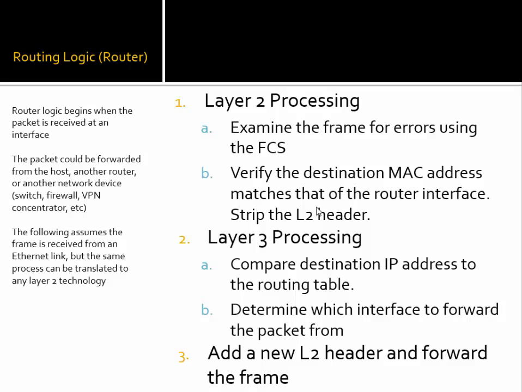Once it passes the error check, the router strips off the layer 2 header and processes the IP packet. The first step is to look at the destination IP address, compare it to the routing table, and determine if the router has a route to that destination network. If it has a route, it builds another layer 2 header and forwards the frame out the correct interface.